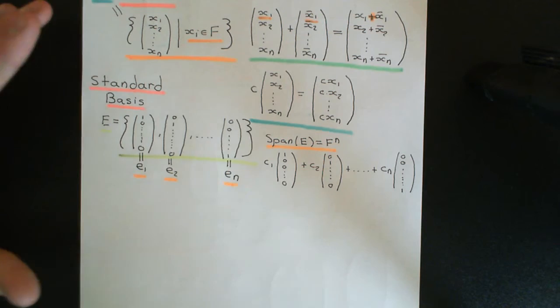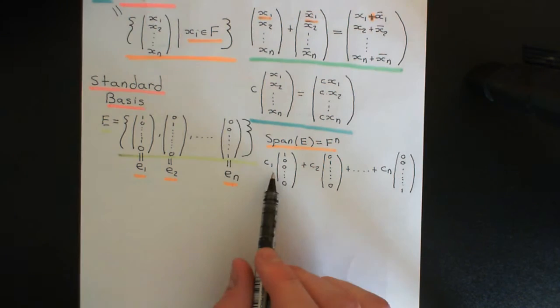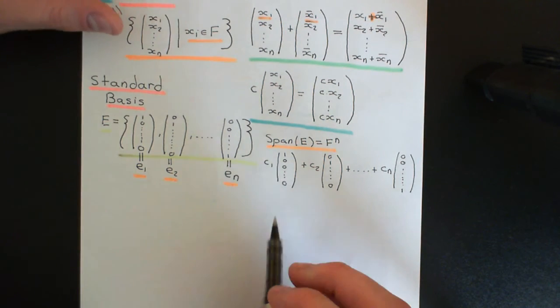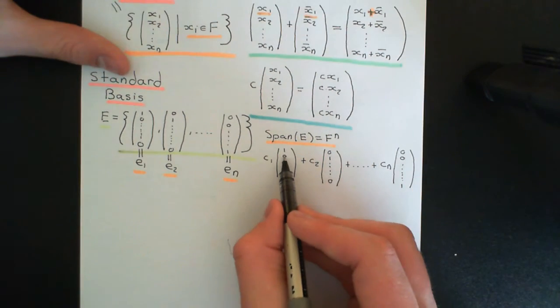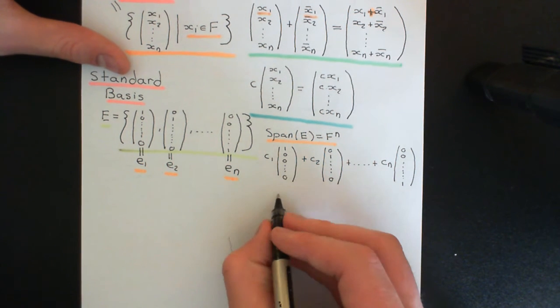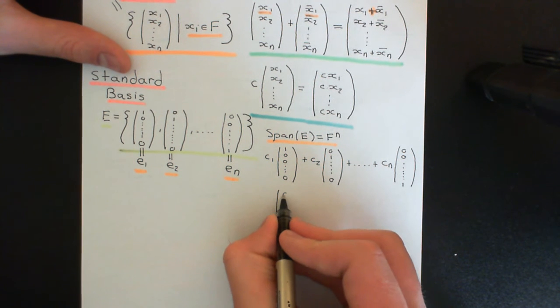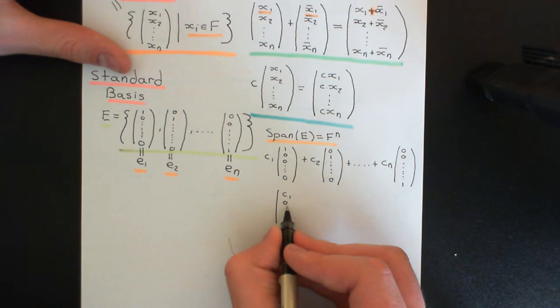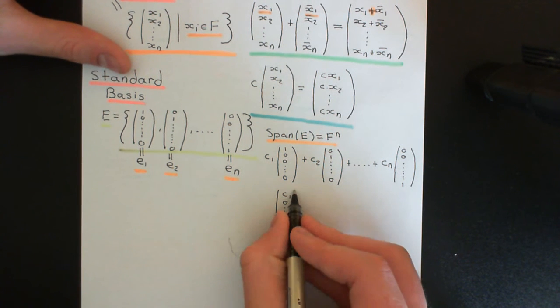Okay, now let's just actually do this. So how do we scalar multiply this vector by C1? Well, of course, we just multiply all of these components by C1. 1 times C1 will give us C1, 0 times C1 will of course give us 0. So this will just end up as C1 in the first component and then 0 everywhere else.